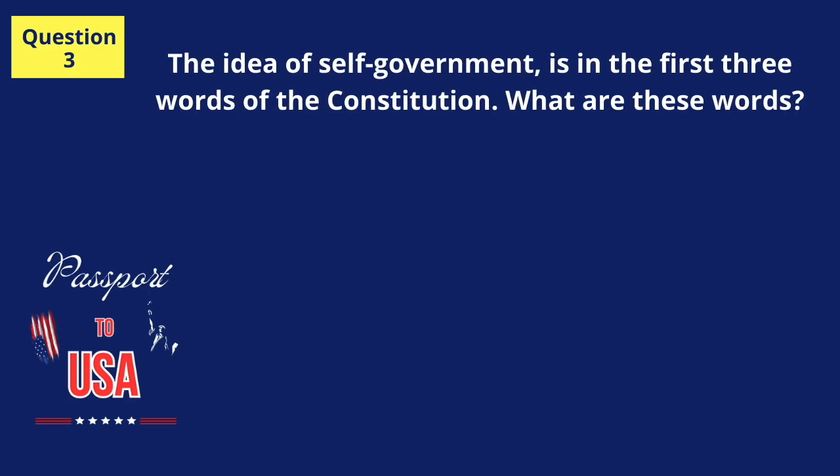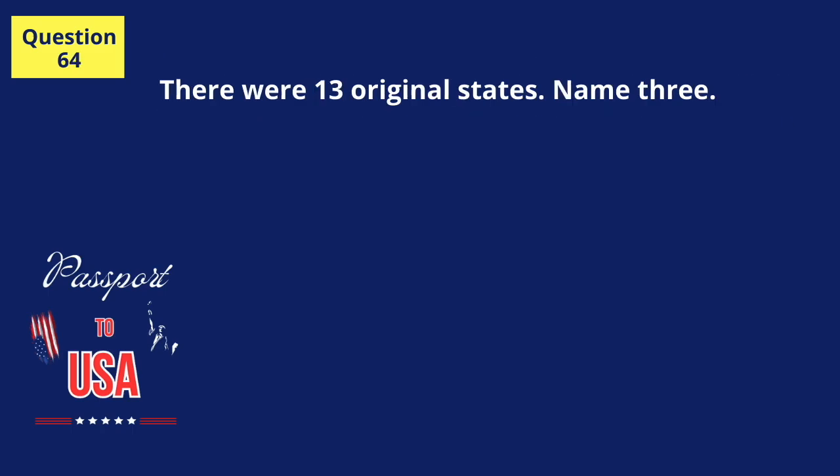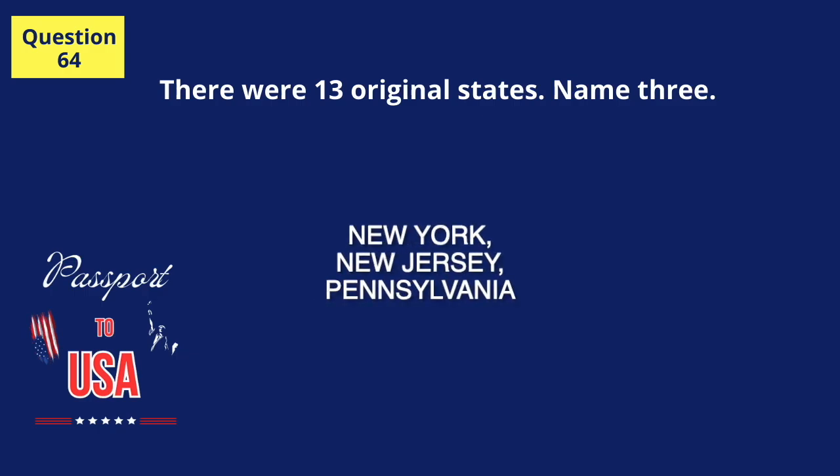The idea of self-government is in the first three words of the Constitution. What are these words? We the people. There were 13 original states. Name 3. New York, New Jersey, and Pennsylvania.